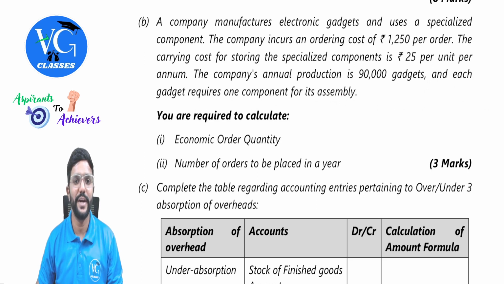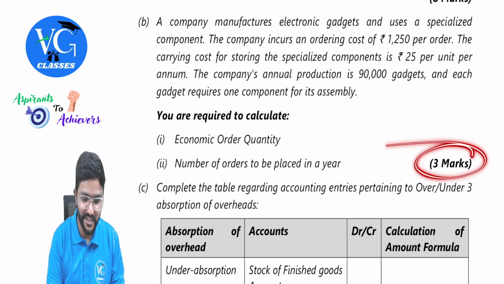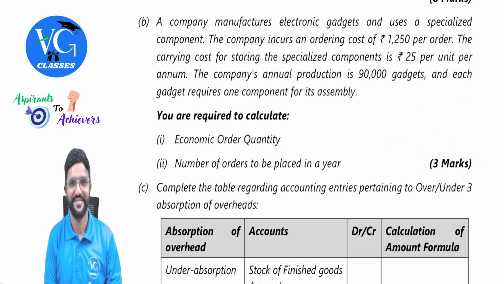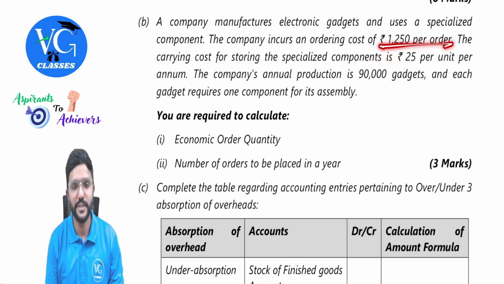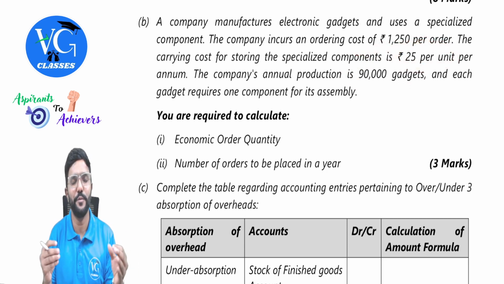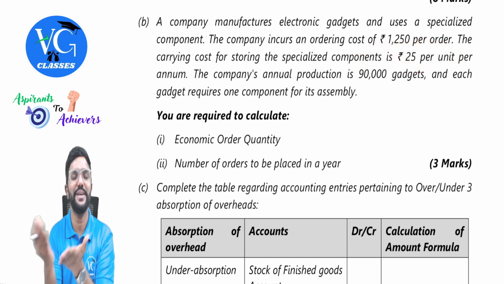You are required to calculate economic order quantity, that is EOQ, number of orders to be placed in a year. Guys, laddu for 3 marks. Simplest question. So they have given annual demand, which is 90,000. Ordering cost per order 1,250. Carrying cost per unit per annum 25 rupees. Everything is readily given. You need to just apply the formula and calculate.